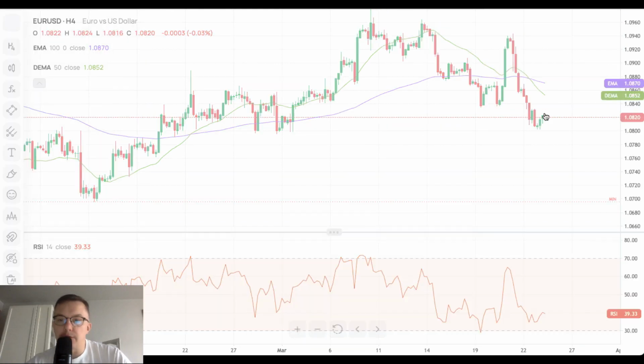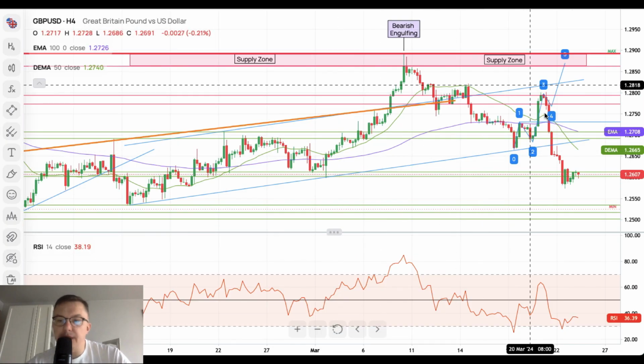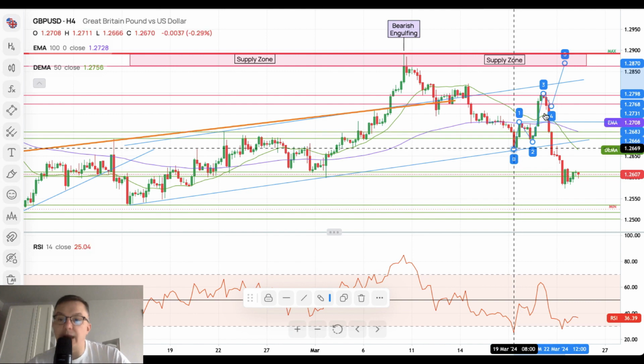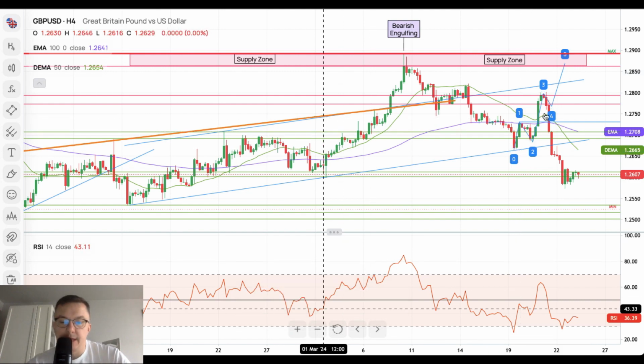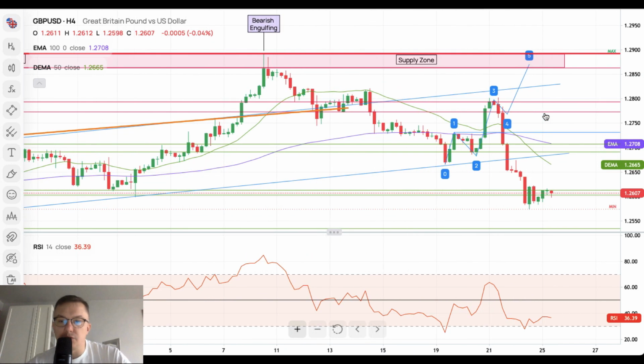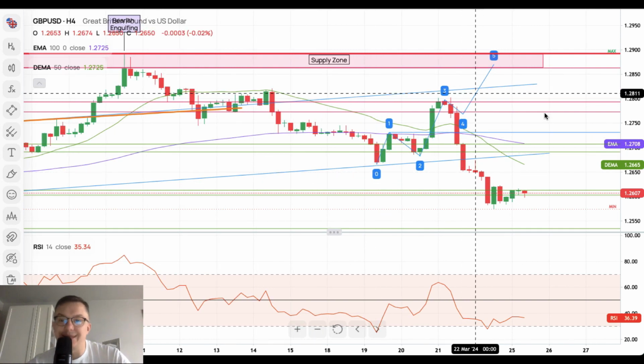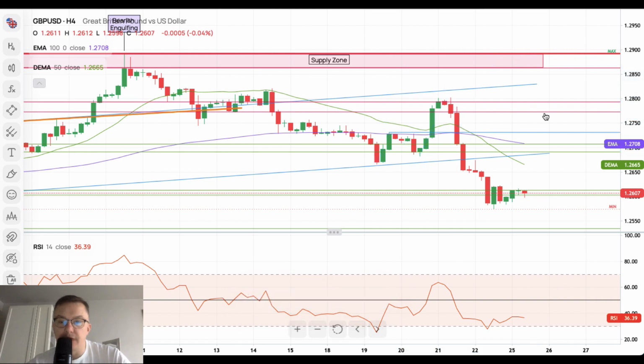Okay, pound. British pound didn't do the impulsive wave movement to the upside. It made only 3 waves. So instead of A, 1, 2, 3, 4, 5 to the upside, let me just zoom in, we got A, B and C, which is corrective, and then the market reversed.